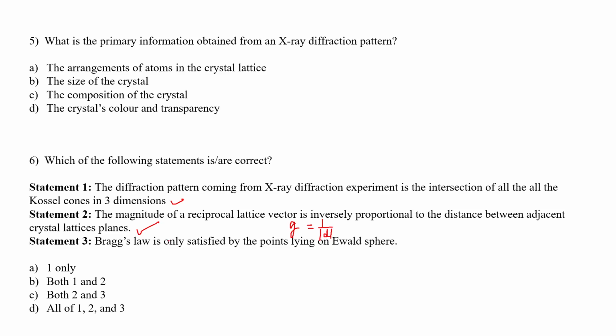Statement 3 says that the Bragg law is only satisfied by the points lying on the Ewald sphere, which we discussed in the class. So only the reciprocal lattice points which are lying on the Ewald sphere will satisfy the Bragg condition, and all the rest of the points will not satisfy it and will not undergo Bragg diffraction. So all these statements are correct. So according to this, option D will be the correct answer. Any doubts, any questions?